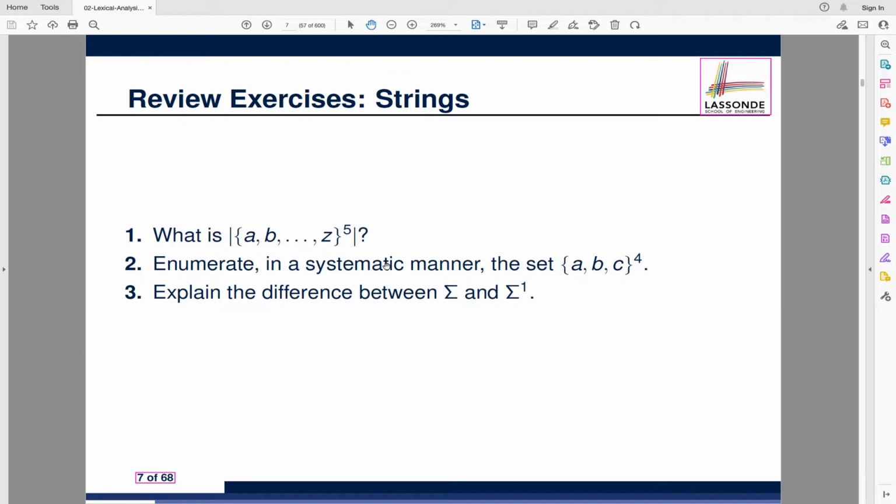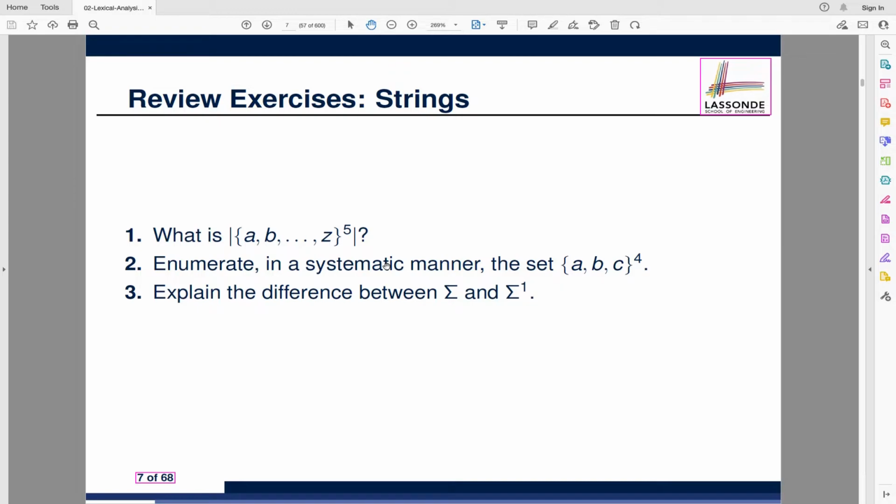And number three here, we can do it right away. I think that's a good time to clarify. Explain the difference between sigma and sigma one. Yes. Mm-hmm. Exactly. Yeah. Yes, that's very good.